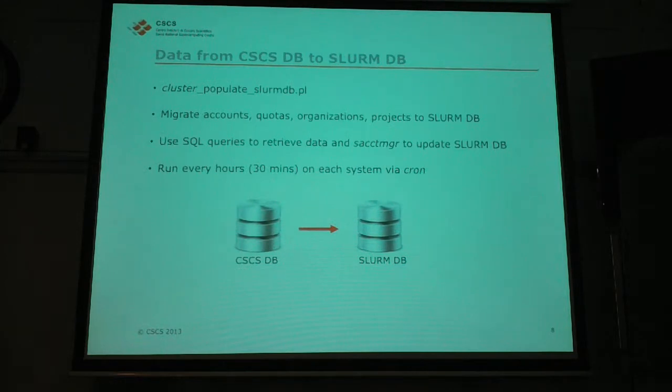So we have the other way around. We have to move data from the CSCS database to the Slurm database. This is because when we create an account, a quota, an organization, a project, all of this information is stored here. But because with Slurm we enable the accounting, we need to move this information there too. So every time we add a user, it has to go into the Slurm database. This is why we implemented this script.